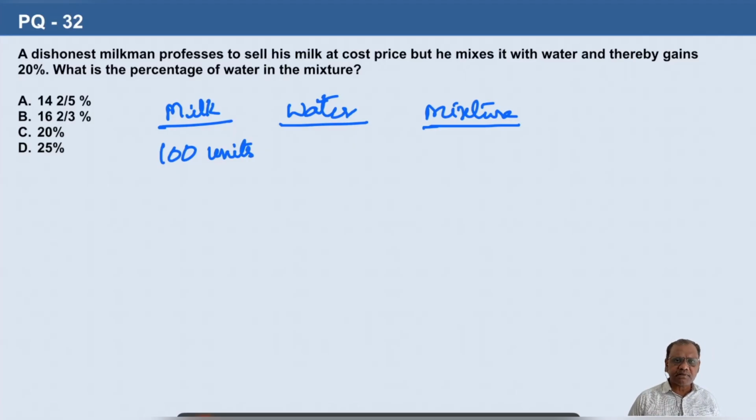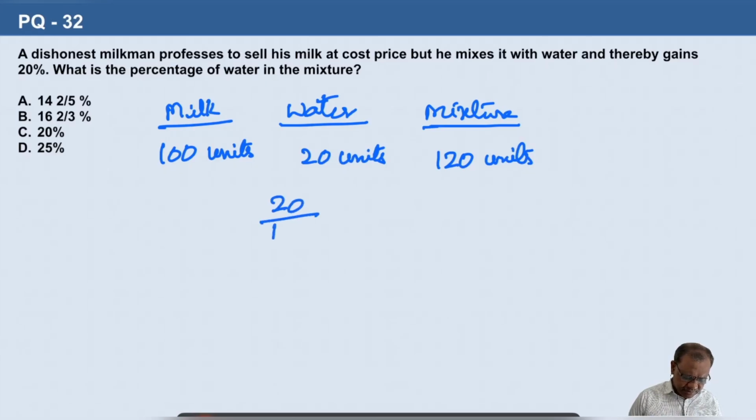So 25% of this 100 units is adding water. So that means he is adding 25 units of water. Sorry, 20 units. 20 units of water. Because he is getting a profit of 20%, he is adding 20% of water. 20% of 100 units is 20 units. So the total mixture is 100 plus 20, 120 units. So we have to find out the percentage of water in the mixture.